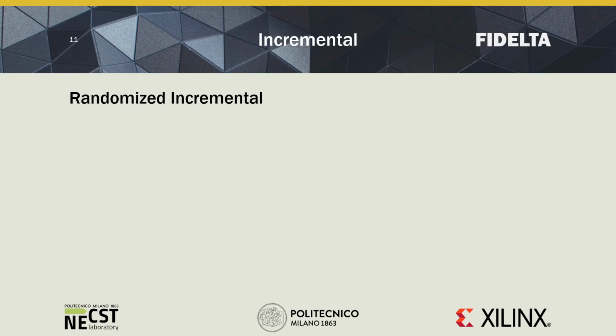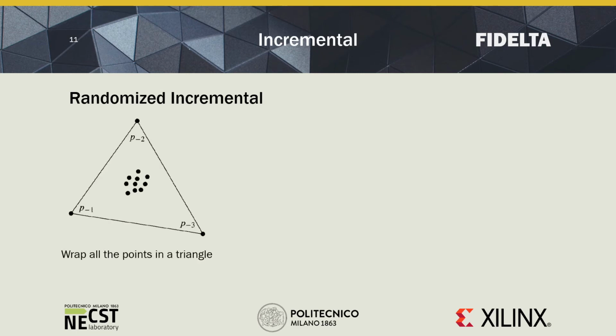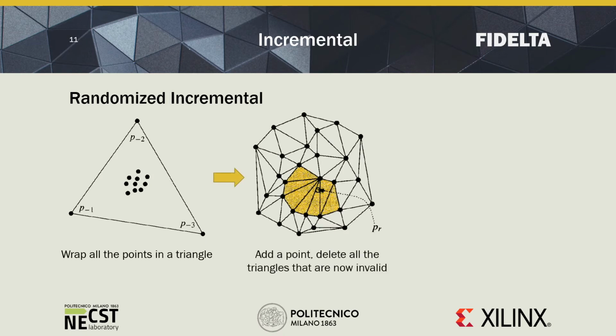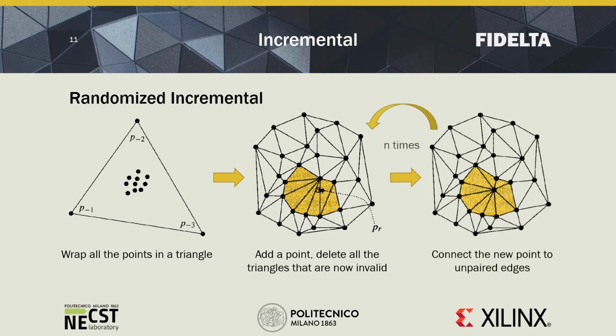And in the end, the incremental method. We start by wrapping all the points in a big triangle. Then, one by one, we consider each point and see what triangles must be changed in order to have, at each step, a legal solution.